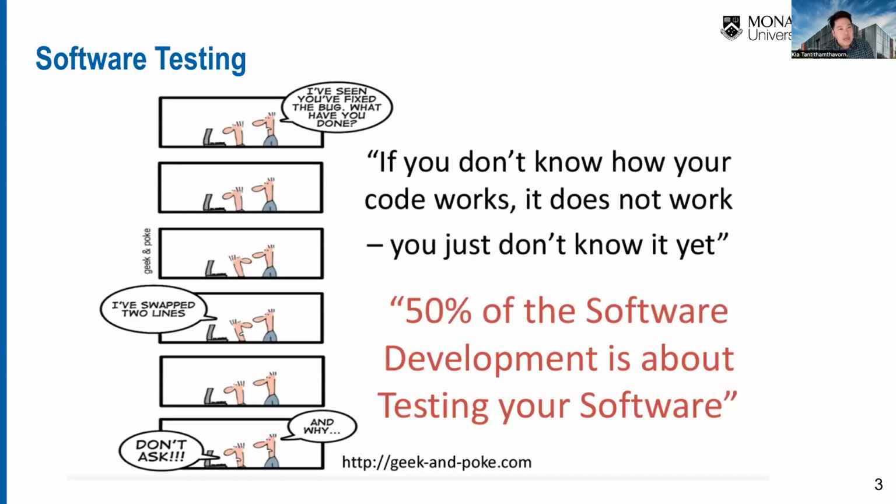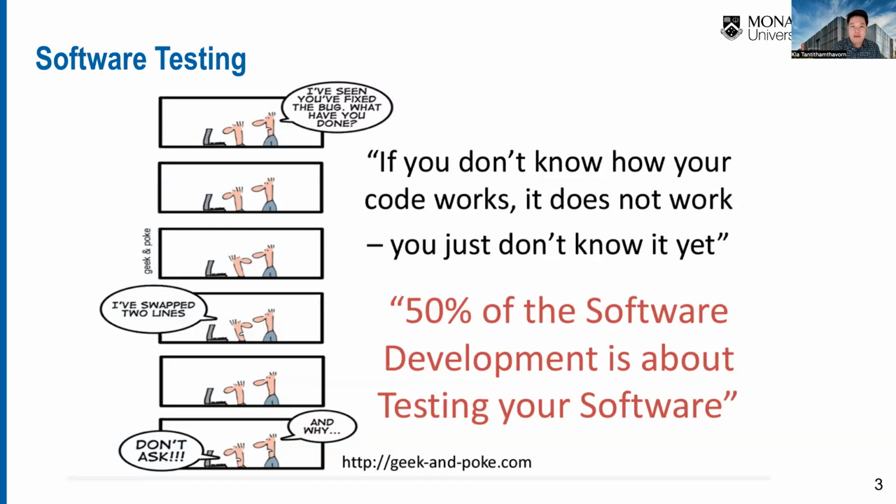And software testing, what is that? Look at this one: if you don't know how your code works, it does not work, you just don't know it yet. That's why most of the time, when we implement the software, testing is very hard. If we don't know the requirement and how the program works, we don't know how to test it properly, because when we write a test case, we should have some expected output. Let's say if we want to test the multiply function, 2 multiplied by 3 should return 6.